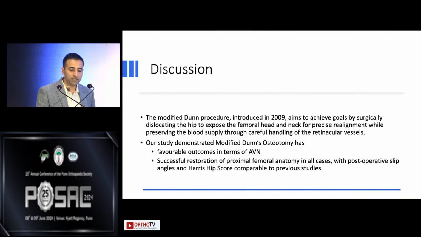The modified Dunn procedure, introduced in 2009, aims to achieve these goals by surgically dislocating the hip to expose the femoral head and neck, allowing precise realignment while preserving the blood supply. Our study demonstrated that Dunn's osteotomy has favorable outcomes in terms of AVN and successful restoration of the femoral anatomy in all cases, with post-operative slip angles and functional scores comparable to previous studies.